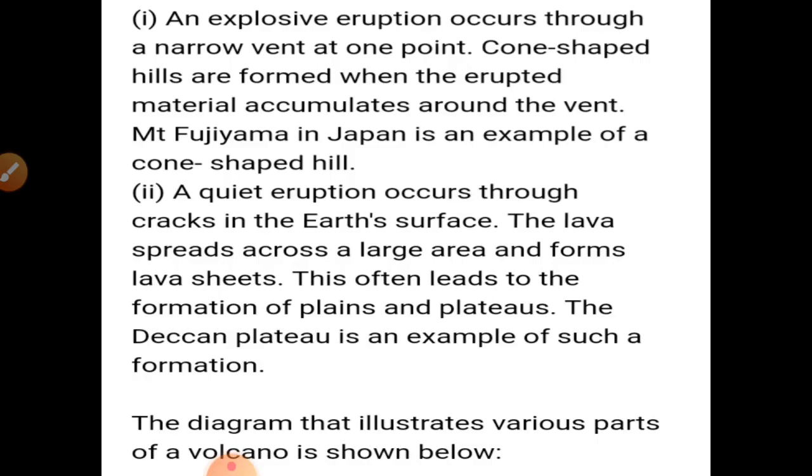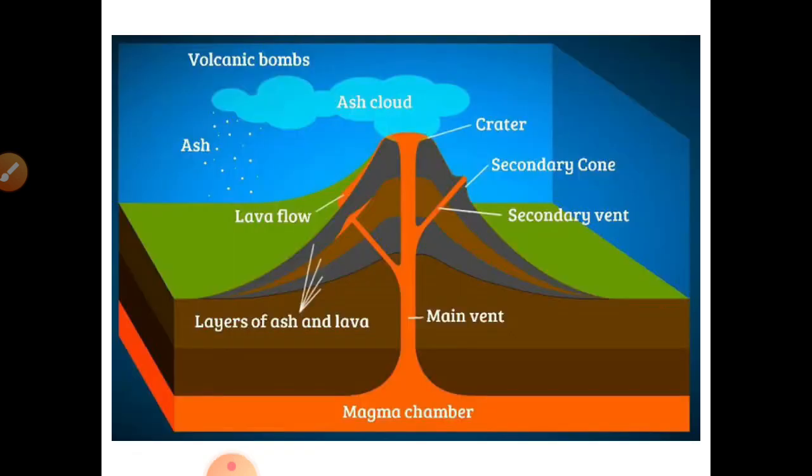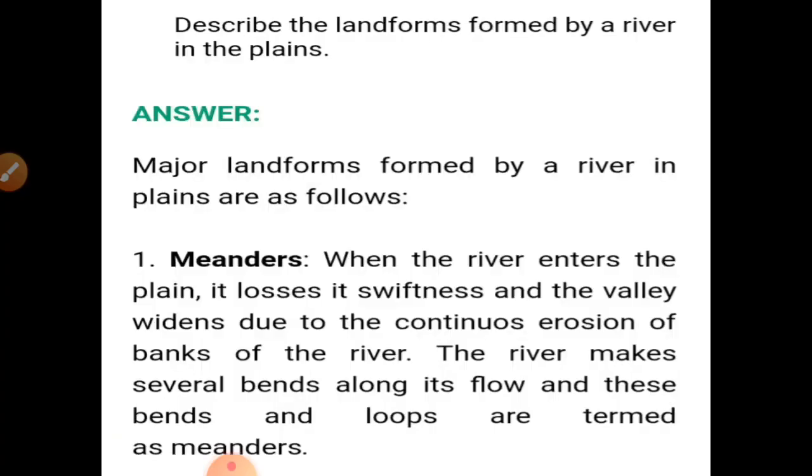The second one is a quiet eruption, which occurs through cracks of the earth's surface. The lava spreads across a large area and forms lava sheets. This often leads to the formation of plains and plateaus. The Deccan Plateau is an example of such a formation, and here you can see the diagram of a volcano. Okay, and this diagram is also given in your book, so you can take help from your book.